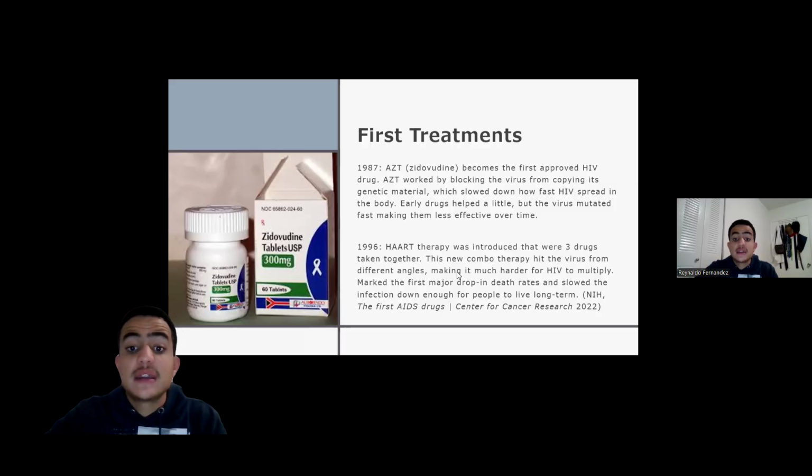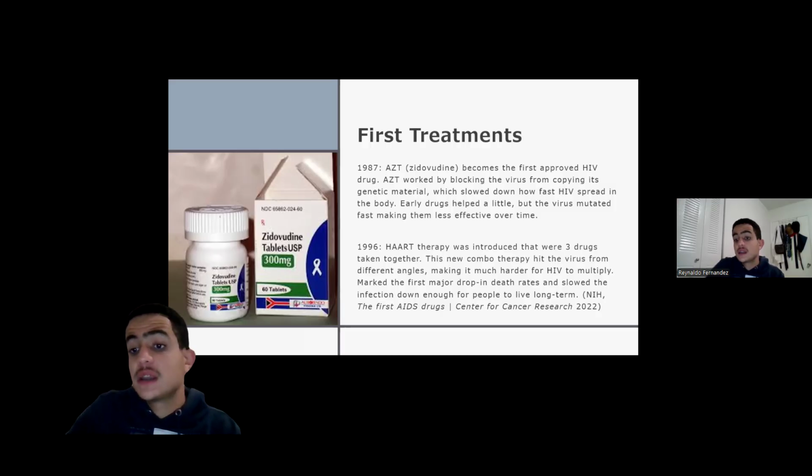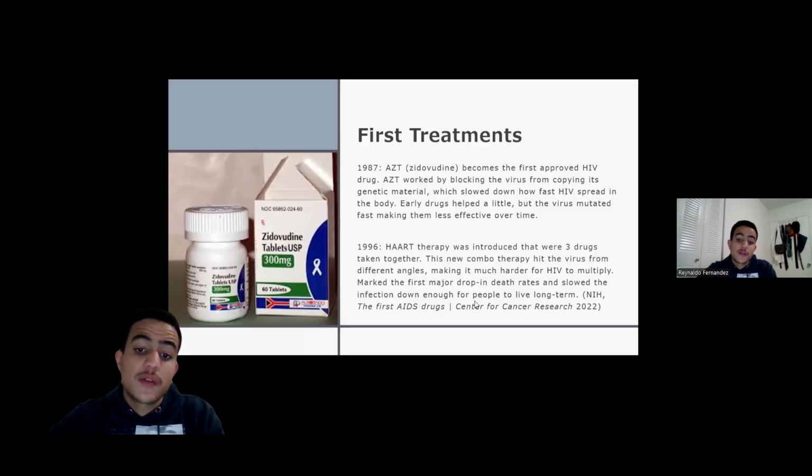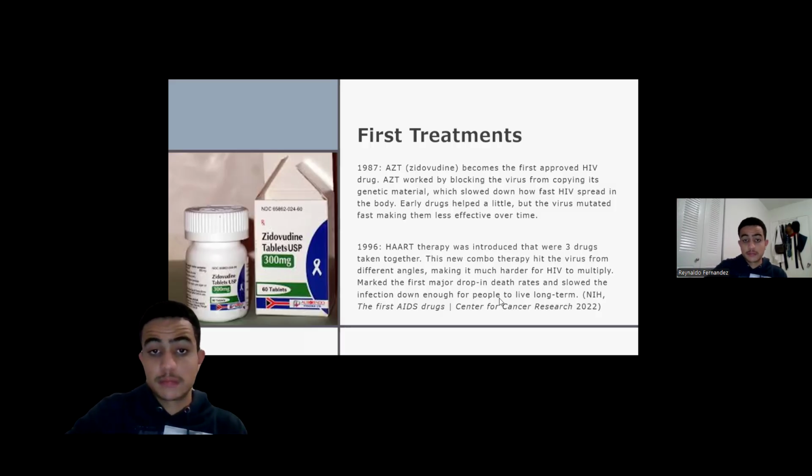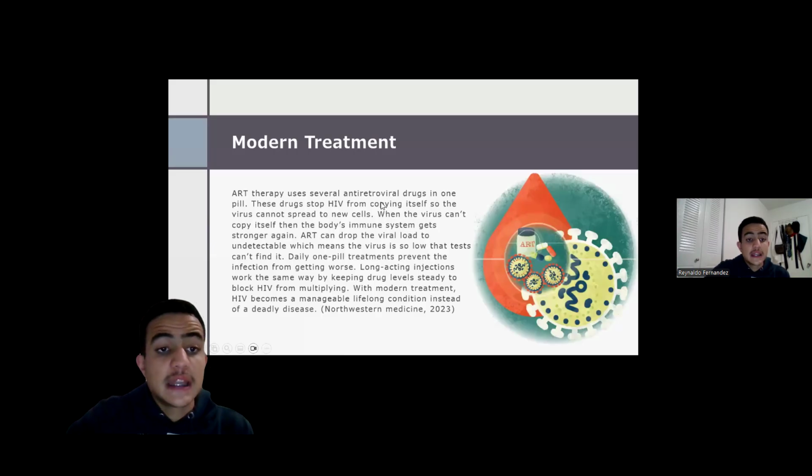And this new combo therapy hit the virus from different angles, making it much harder for HIV to multiply. And it marked the first major drop in death rates and slowed down the infection enough for people to live long term. And now the modern treatment is ART, which stands for antiretroviral therapy, and uses antiretroviral drugs in one pill.